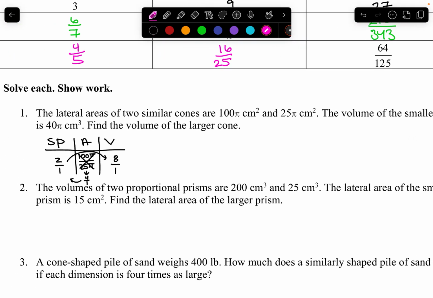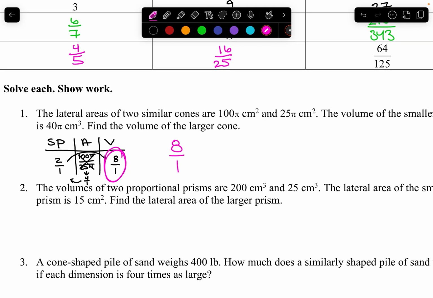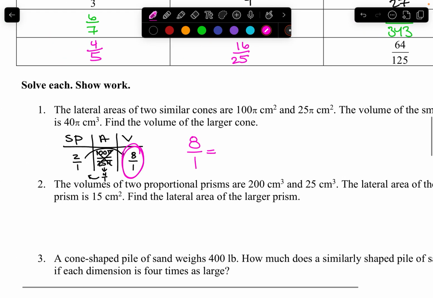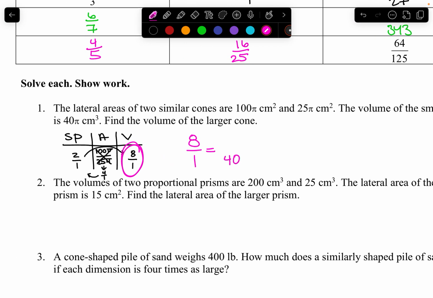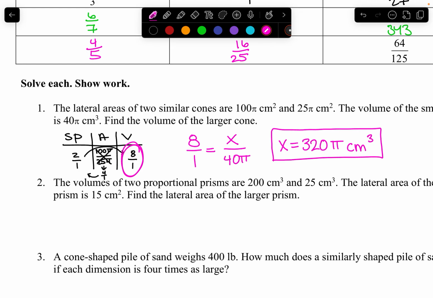Okay. Now, it gave me the volume of the smaller cone. Find the volume of the larger cone. So because it's asking me for volume, I need the volume ratio. They gave me the volume of the smaller cone, so that's going to go with the smaller value here. And now I've got to find the volume of the larger cone. So this is going to be 40 times 8 divided by 1, which is 320 pi centimeters cubed. So we still use our SPOV chart the same way we used our SPA chart.